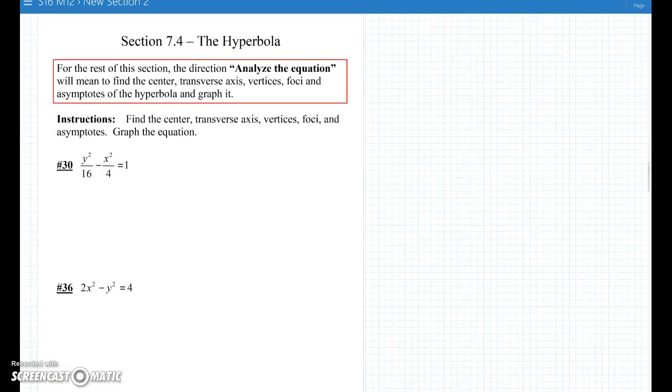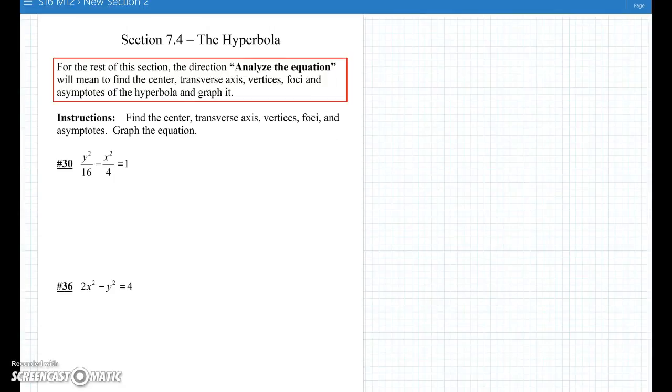Okay, so let's look at some examples. And analyze the equation will mean find the center, transverse axis, vertices, foci, and asymptotes of the hyperbola. So I'm going to look at the first one, number 30. And I see under the y term a 16, so I'm going to go plus or minus 4 in the y direction and make dots.